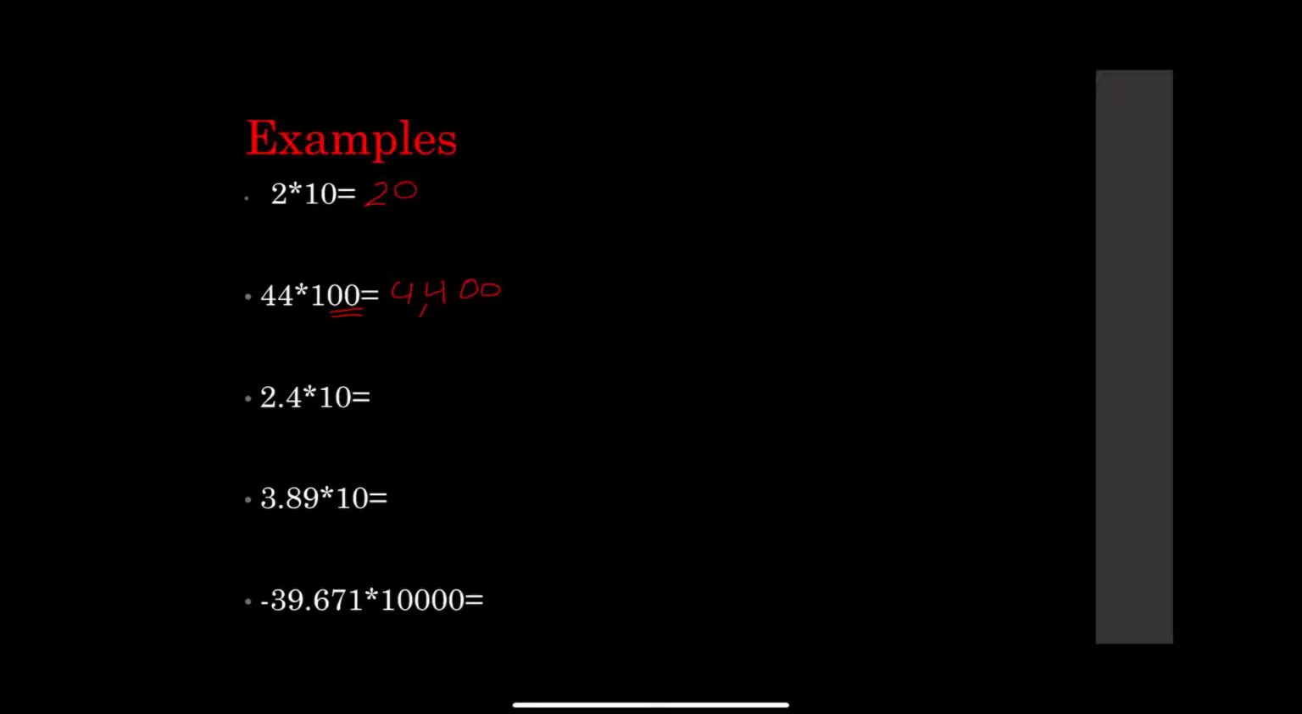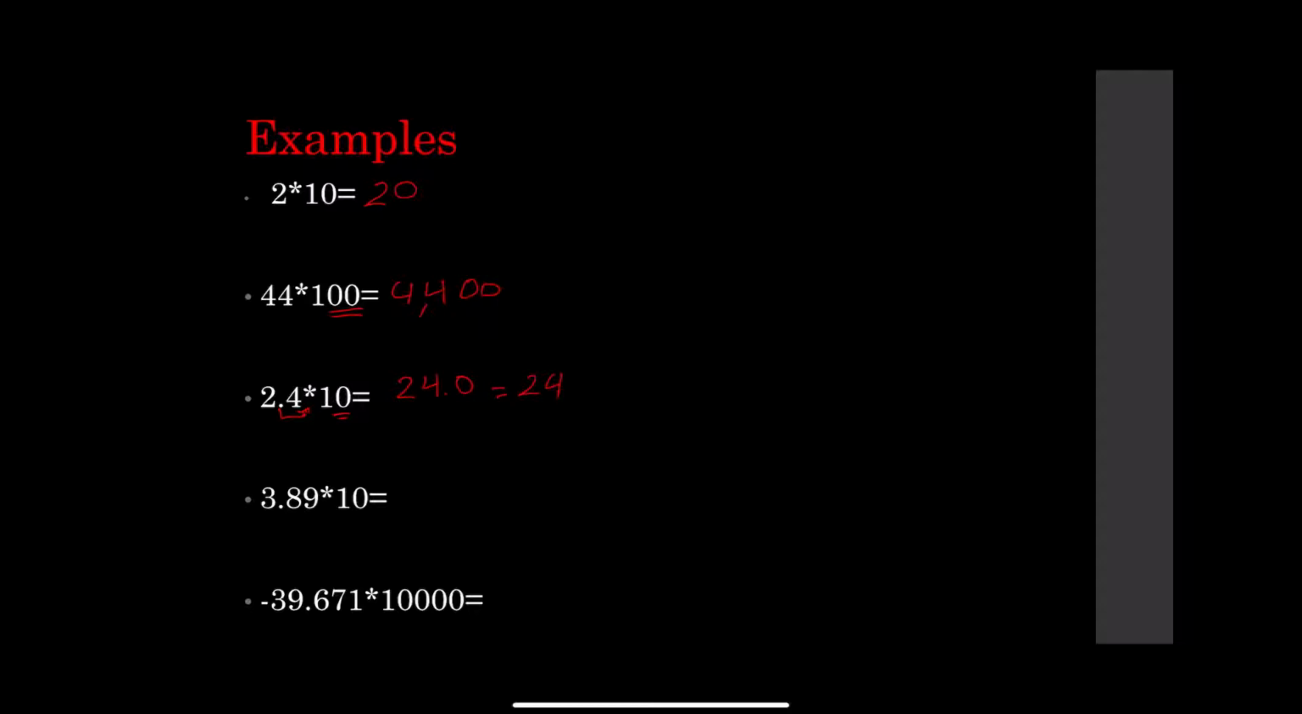2.4 times 10. We have a decimal point, so since we are multiplying by 10 and 10 has only one zero, we need to move this decimal point to the right one place value. So the answer is going to be 2 and 4, and then we need to add the decimal point. Since we have nothing after the decimal point, we need to add 0. So the answer is 24, and it can be written as 24.0.